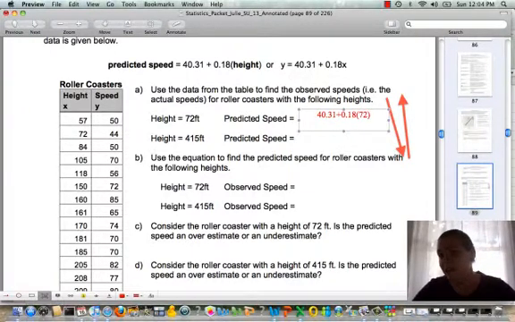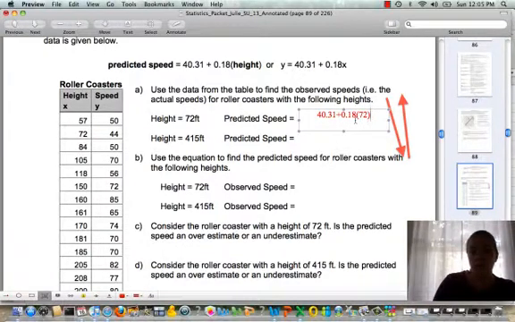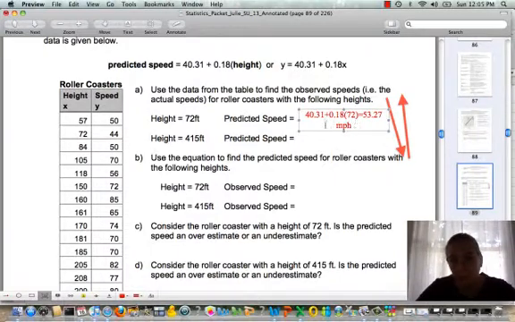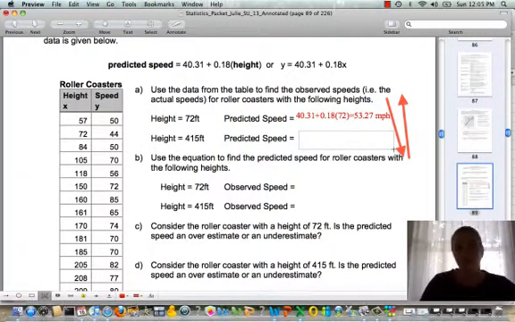Okay, so to calculate our predicted speed, we say 40.31 plus 0.18 times 72 for our x value, because that's our height. And if we calculate that out, we get 53.27 miles per hour. Then let's go ahead and do the same thing for a height of 415. So we're going to say 40.31 plus 0.18 times 415. And we get here a predicted speed of 115.01 miles per hour.